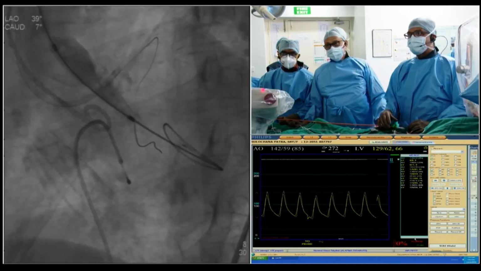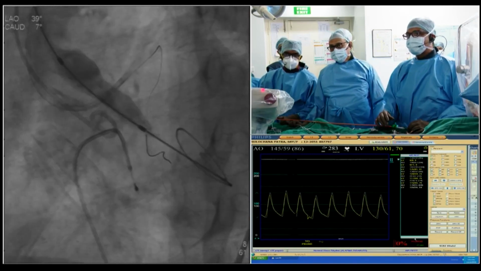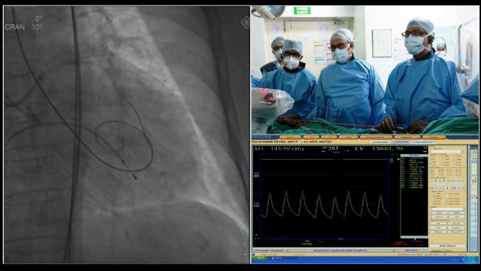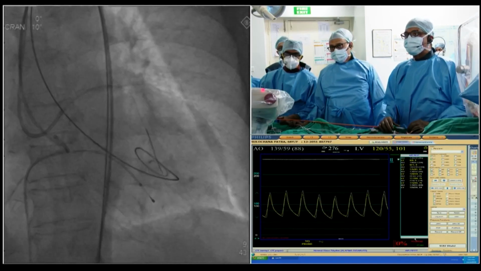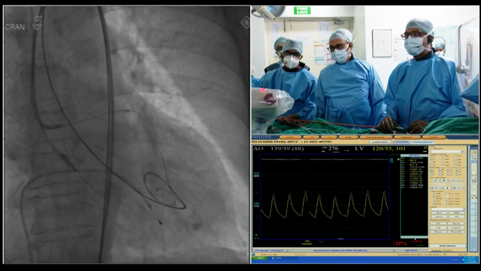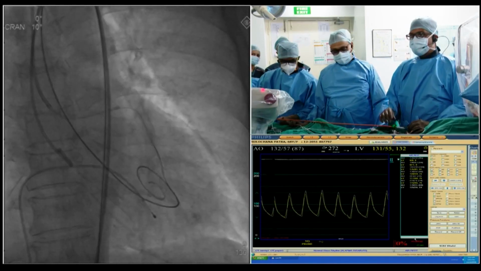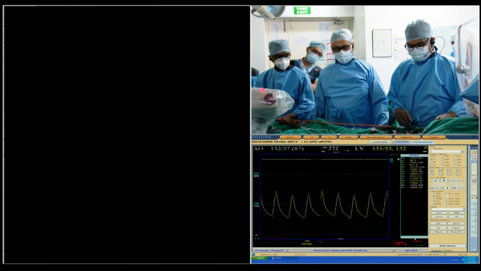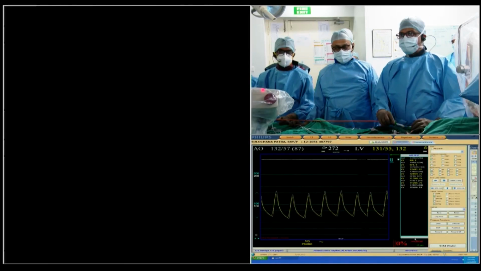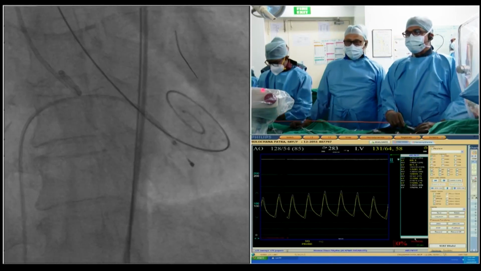So what we did is we went with the guideliner. Next picture, please. Okay, so the guideliner is introduced into the LAD, and I pulled back the EBU30. So this is where we are, and now we'll go ahead with the valve. As you can see, I showed you that right femoral access where the large python sheath has been placed.